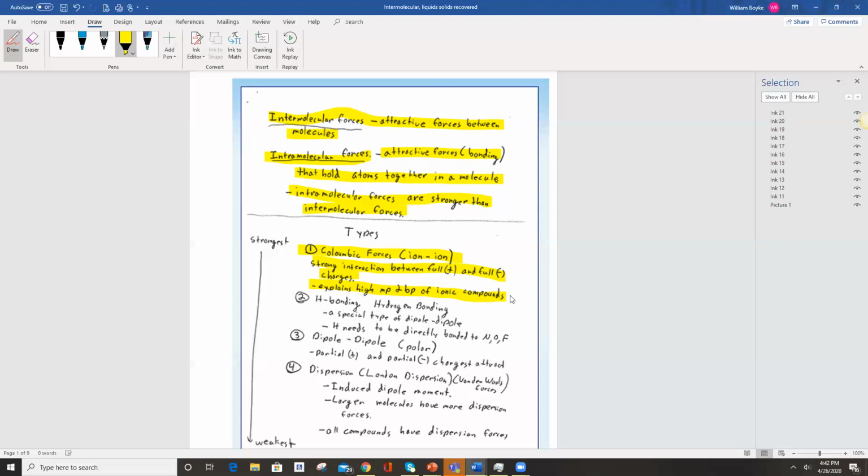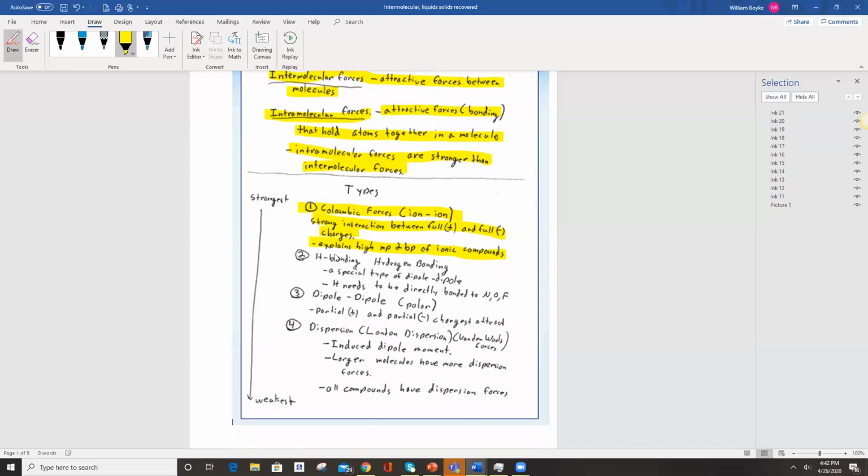In order to liquefy a solid or vaporize a liquid to a gas, you have to disrupt those intermolecular forces. If those forces are very strong, it takes a lot of energy in order to disrupt them. That's why for ionic compounds, something like table salt, the melting point is many hundreds of degrees Celsius. The boiling point is even higher, because you have to disrupt all of those very, very strong intermolecular forces.